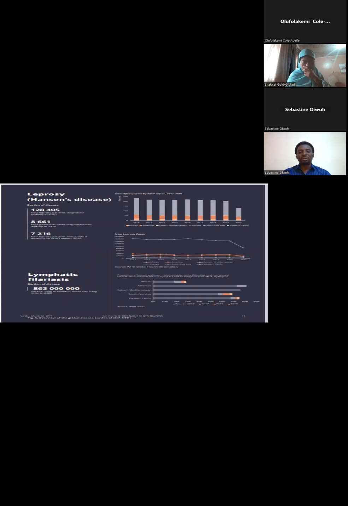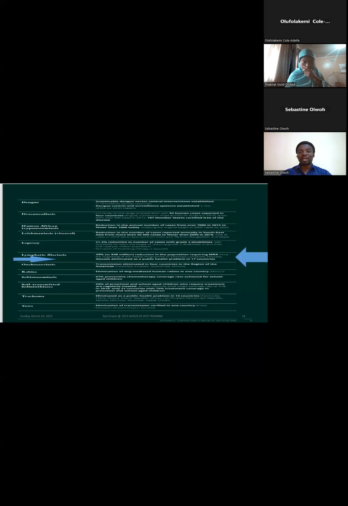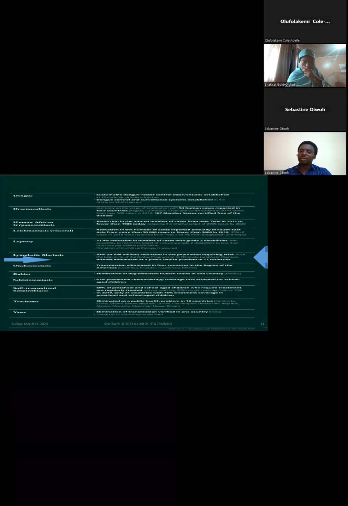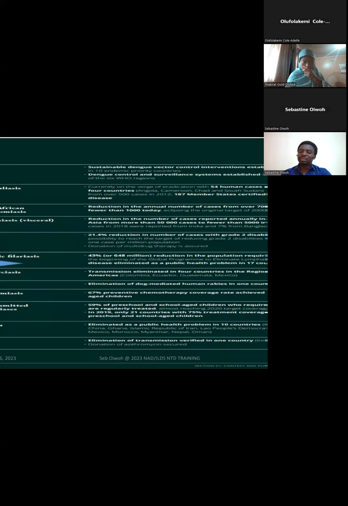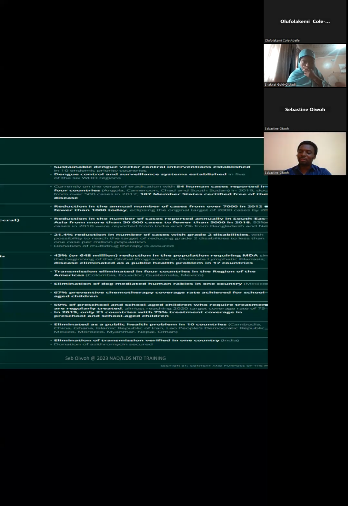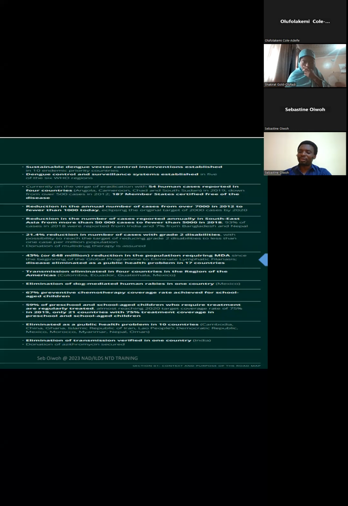If we look down on this diagram, we'll be able to see the lymphatic filariasis. This is the WHO Global Observatory on lymphatic filariasis, and this just gives what I've mentioned. Of course, it's good to note the few targets. This may not be very visible, so apologies for that. That basically just talks about the targets for lymphatic filariasis, and about 43% of the 648 million reduction in the population requiring mass drug administration are being targeted for elimination of lymphatic filariasis as a public health problem.